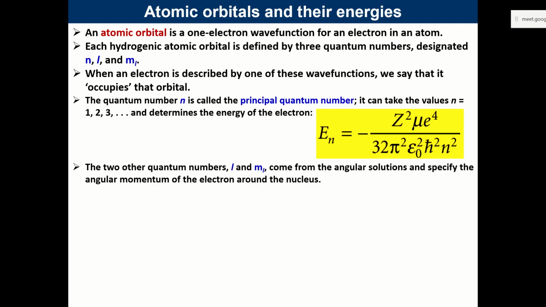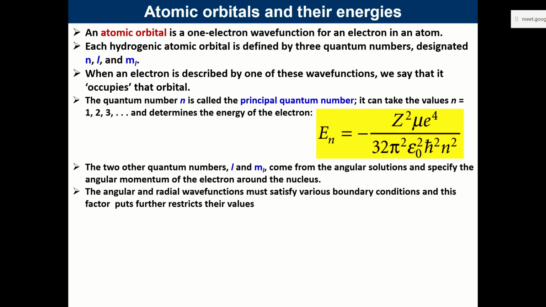So quantum numbers we have seen, and we have now learned about that. N and L are important for the radial wave function. L and ML will come into picture for the angular solutions. The angular wave functions require these specifications.